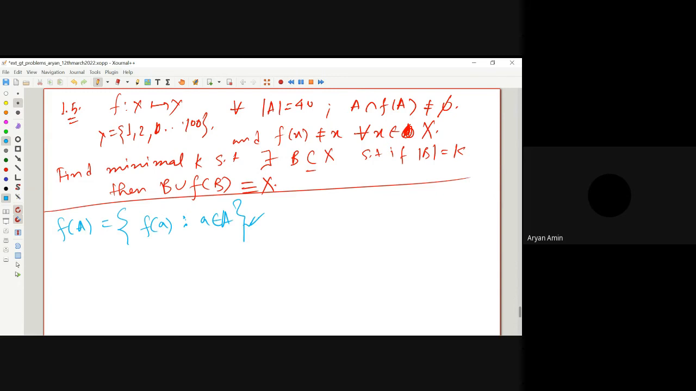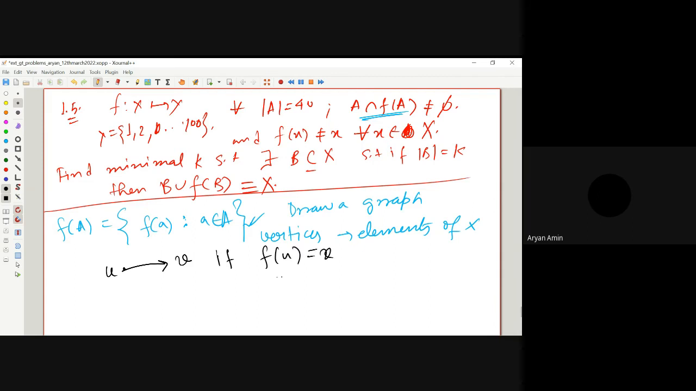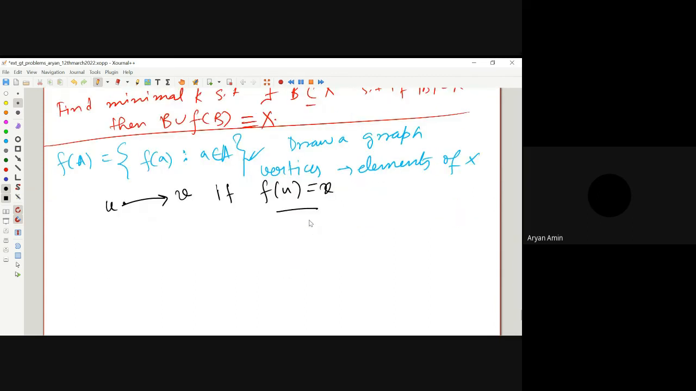It tells you that whenever you have a set of size at least 40, you end up with an intersection between the set and its image. So obviously you can think of a graph where the vertices are just elements of X. You can draw a directed graph: U has a directed edge towards V if f of U equals V. Right, this makes sense, right? We are just drawing a directed graph.